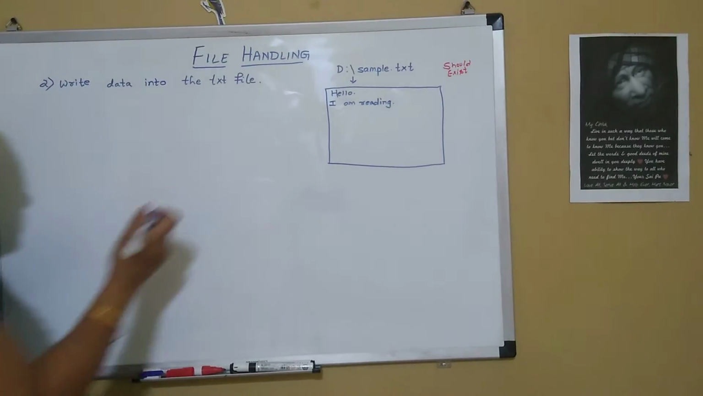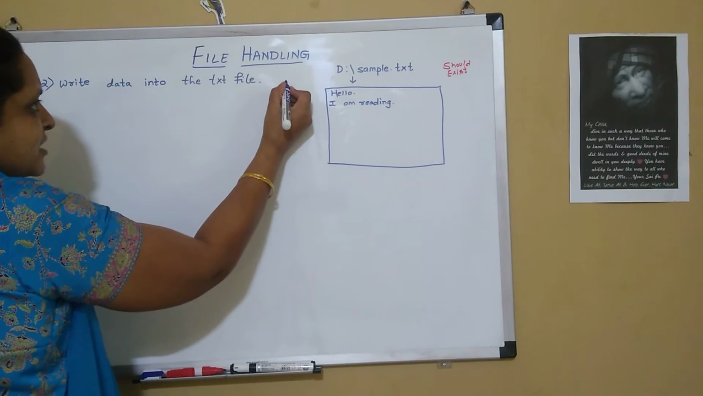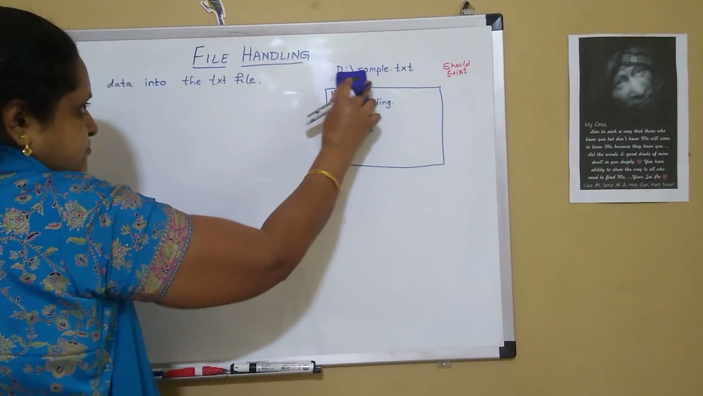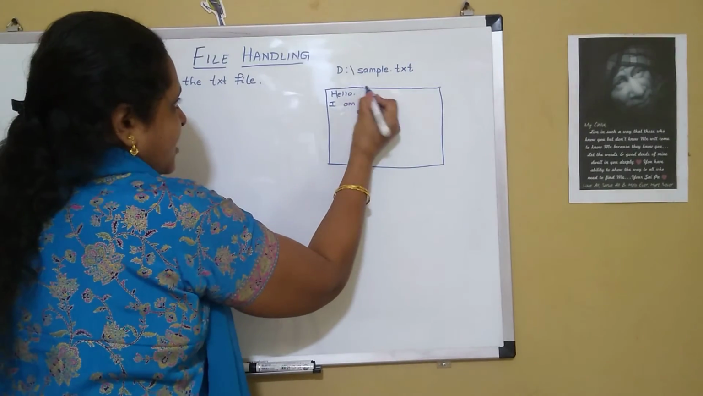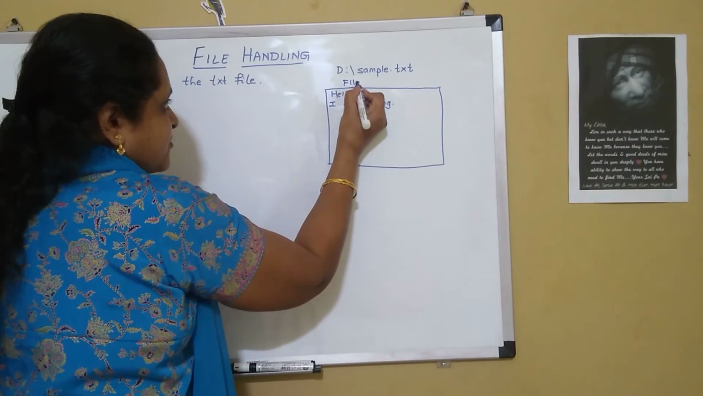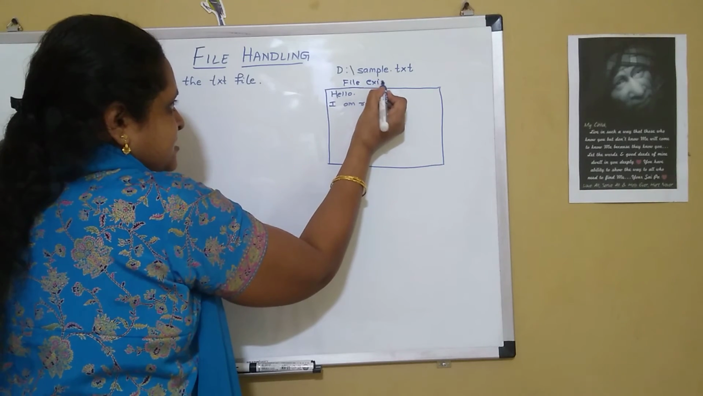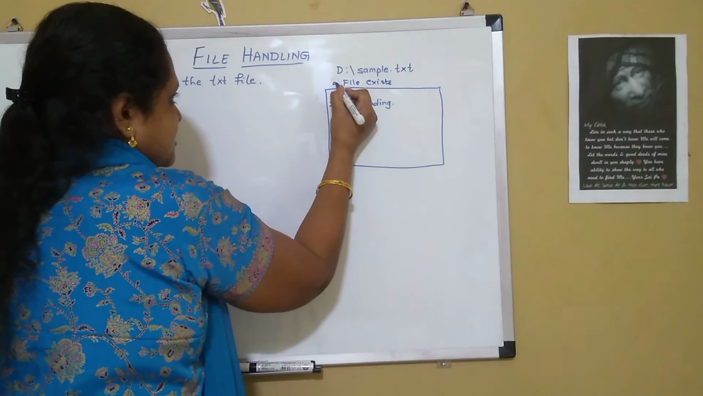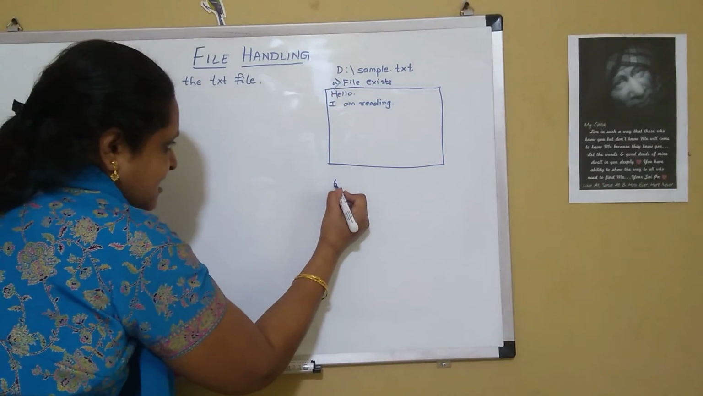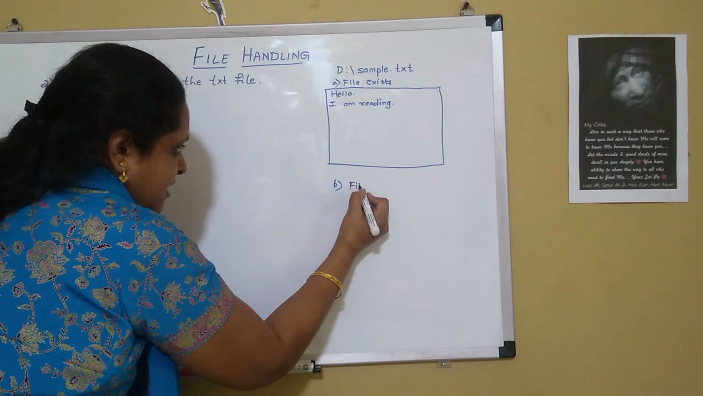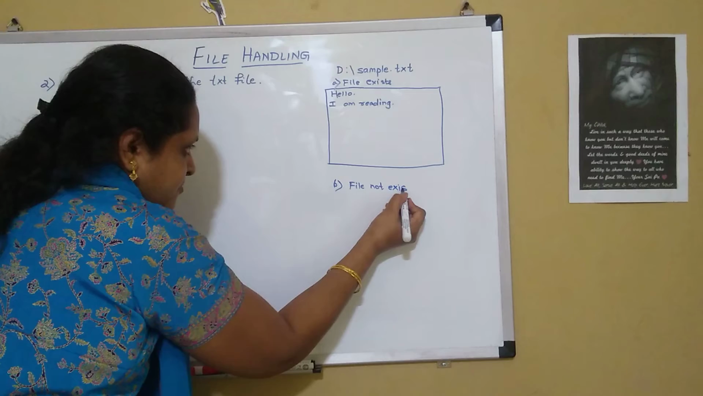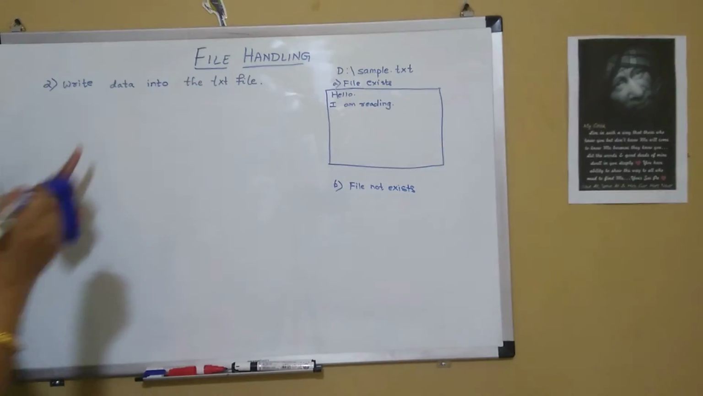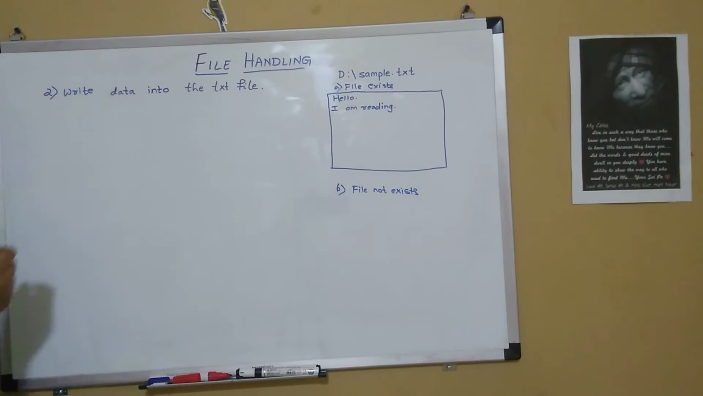So in this case there are two scenarios. One is file exists, that is the first scenario, and the second scenario is file not exist. So there are two scenarios for writing data into the text file.